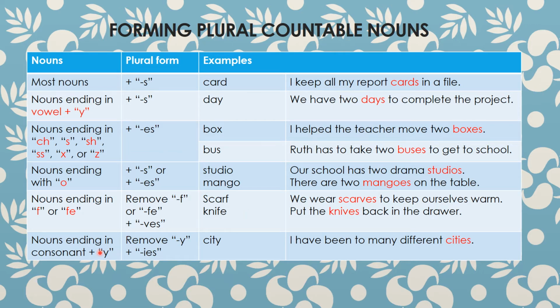For nouns ending in consonants plus y, we have to remove y and add ies to form the plural form. Look at the example word city. We remove the y and add ies to it. Another similar example is the word activity. We also have to remove the y and add ies to form activities.